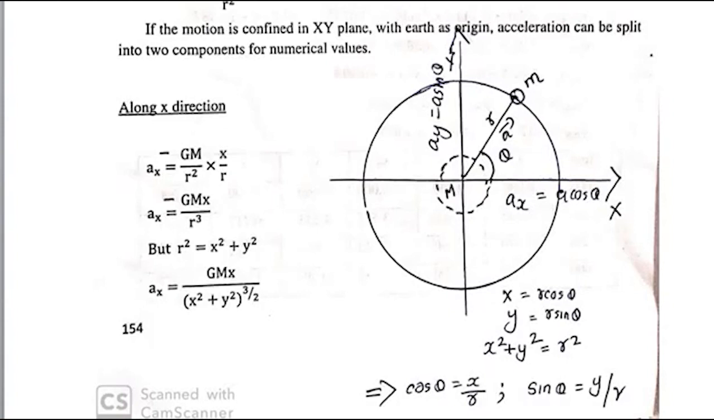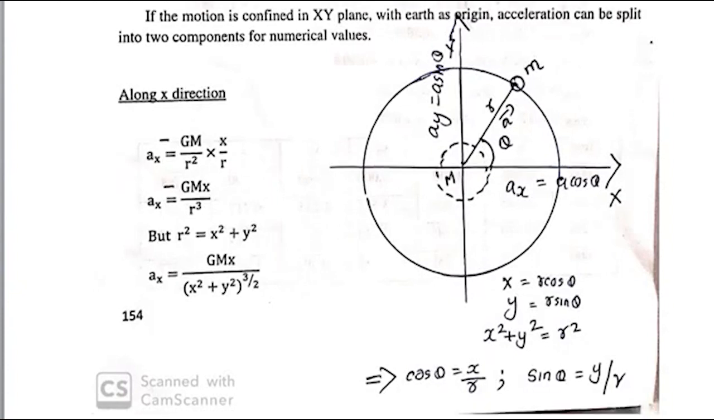In a routine process, you have x equal to r cos theta, y equal to r sin theta, x squared plus y squared equal to r squared, and cos theta equal to x by r, sin theta equal to y by r. It is actually a crude method. It gives you the equation of a circle even though we are trying to simulate an ellipse. So bear with it. ax is equal to minus GM by r squared times x by r.